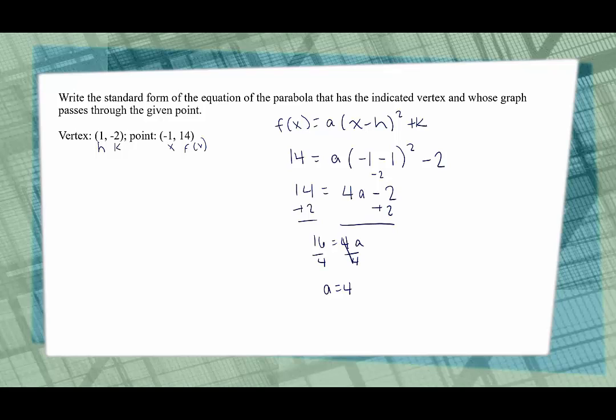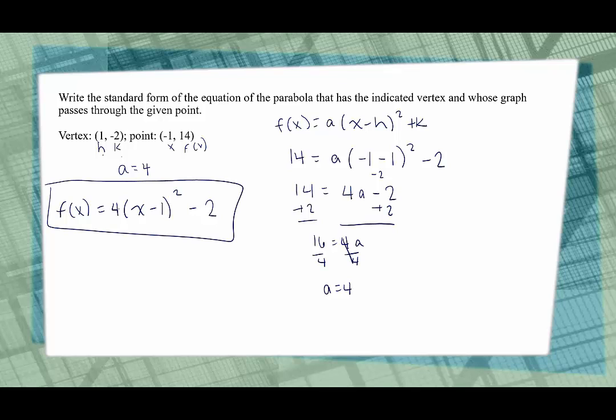So now we have the 3 pieces of information we need. We have our h, we have our k, and we have our value for a, which is 4. We're ready to write the equation of this function. It's going to be f of x is equal to 4 times (x minus 1) quantity squared minus 2. And that should do it. And again, you can check your work by plugging in that other point, which should give us a true statement.